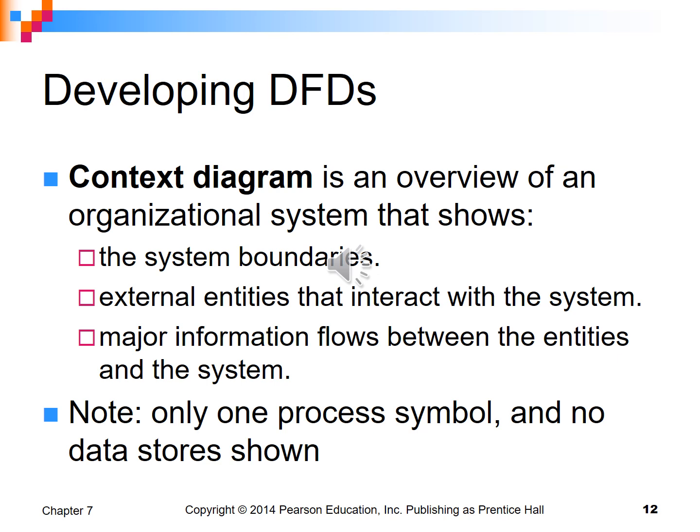There is only one process symbol and no data stores shown in the context diagram. One process, as we said, in an oval, rectangle, square, or circle, and all those arrows go in and out of that process. Some go out to the external entities, and some come from the external entities into the system.